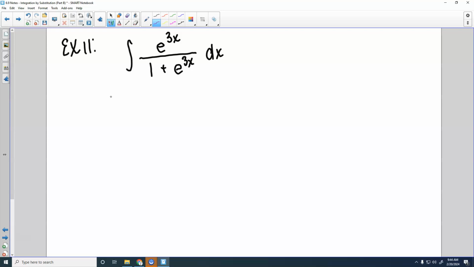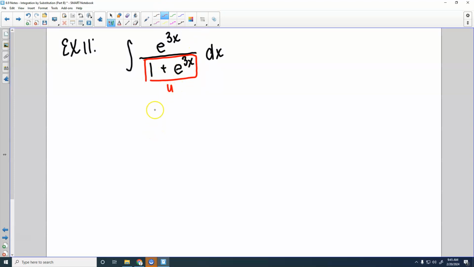So since this has happened, we can't use 3x as our u, because then du is just 3dx, and then we have an e to the u in the top and an e to the u in the bottom, and we don't know what to do with that. That's too complicated. So what else do you think we could try? Let's use the denominator. When in doubt, use the denominator, and maybe this is a natural log problem, right?